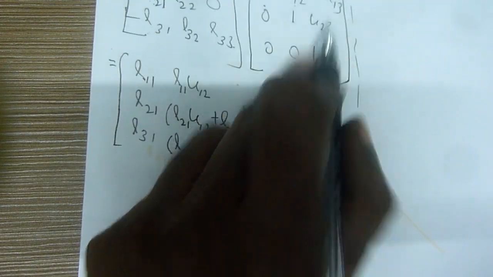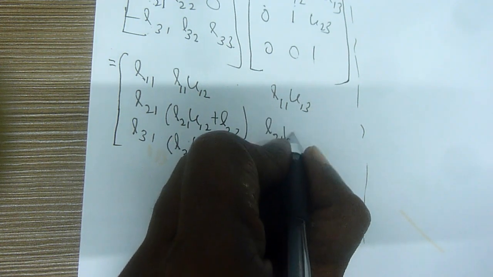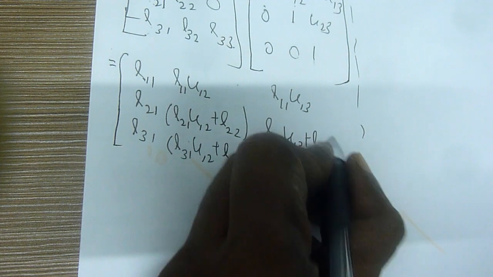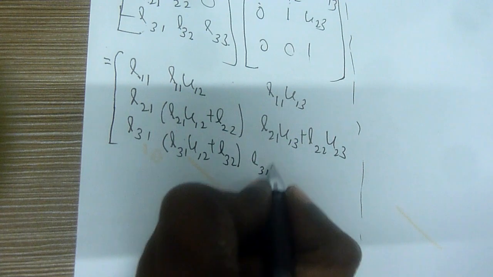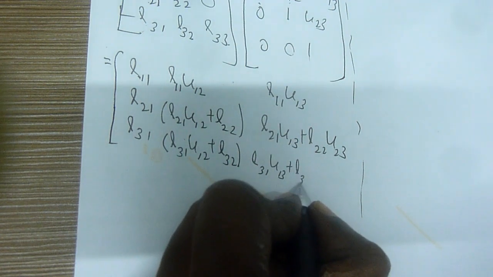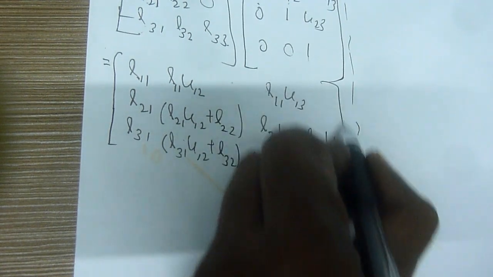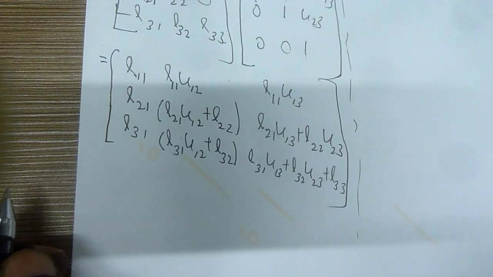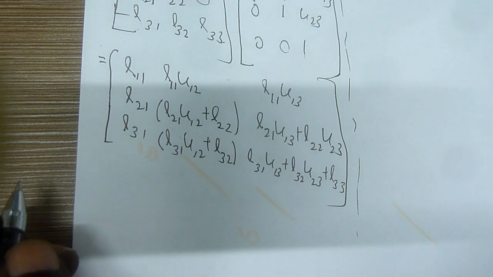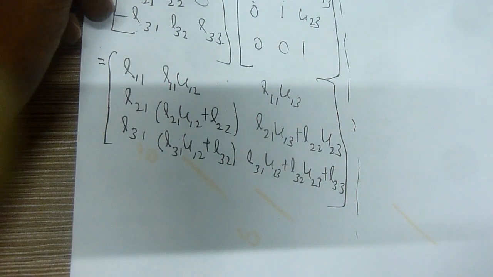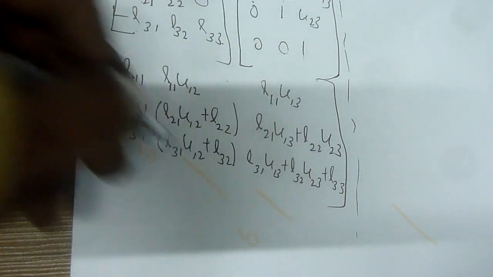Now come back here again. L21 U13 plus L22 U23. Again L31 U13, L32 U23, L33. This is what you call Crout's LU method. What you need to do is match the entries to find out L and U.